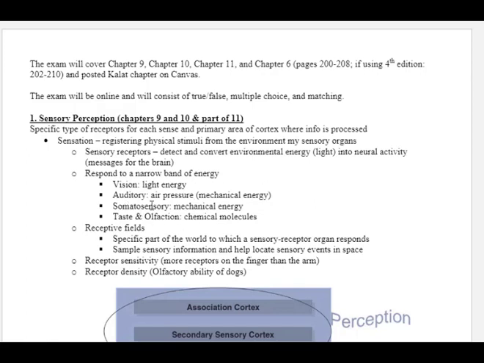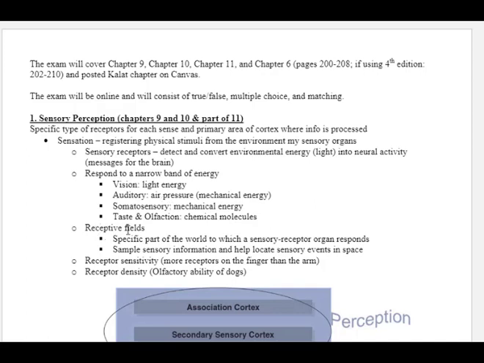But the somatosensory system, or our sense of touch, is also a form of mechanical energy. So it's when something physically touches our skin, or moves the hair on our skin, or actually cuts the skin. For taste and olfaction, which is a fancy way of saying smelling, it's chemicals that actually enter your nose or enter your mouth and interact with receptors in there. So again, it's a very narrow band of energy.